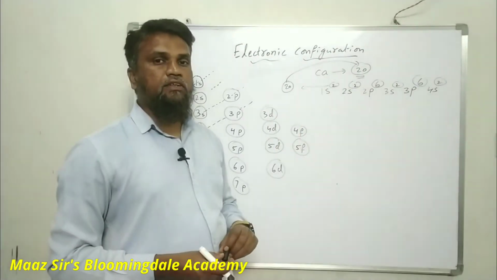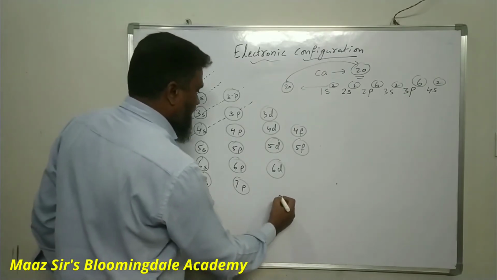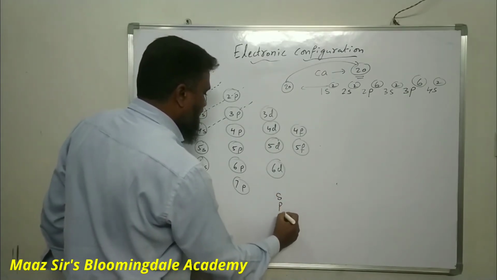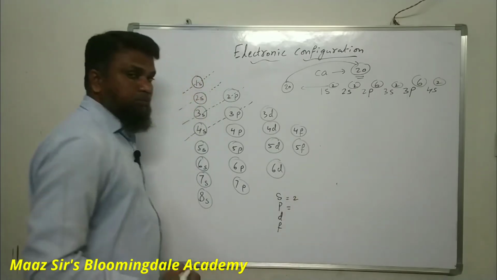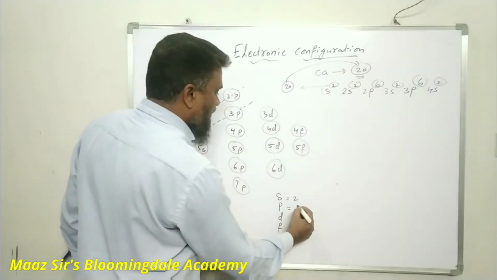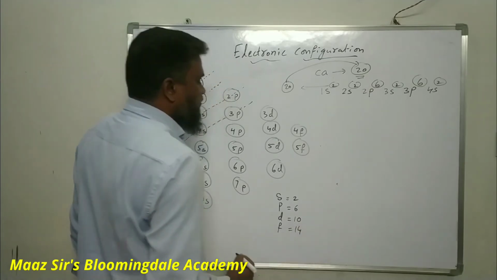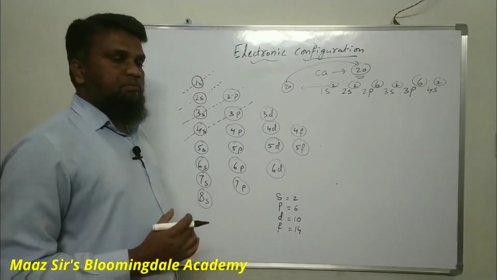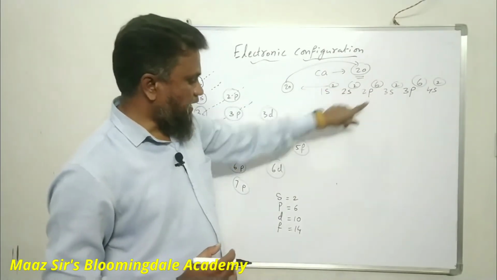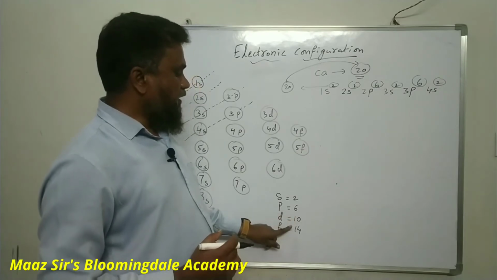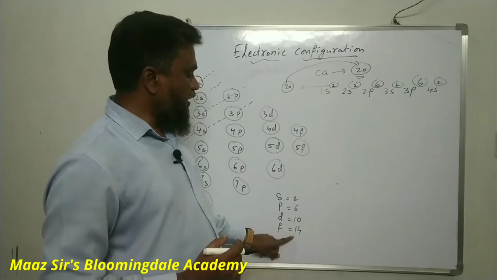Then only we can say that this electronic configuration is correct. One more thing you have to remember here. For example, I am writing S, P, D, F. In S, the maximum capacity of electrons is 2. Similarly, P 6, D 10, F 14. So this is the maximum capacity. For example, see here in 1s2, in S I have taken 2 electrons, in P 6 electrons, in D 10 electrons and in F 14 electrons.